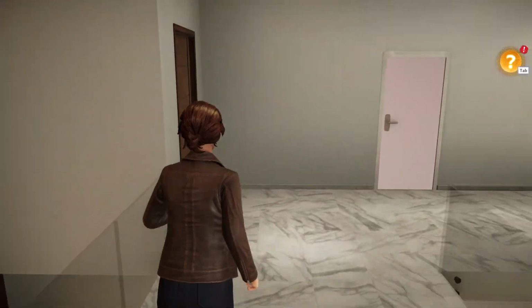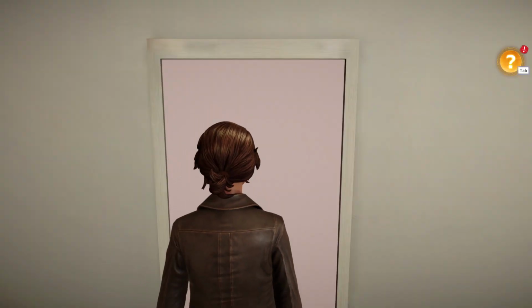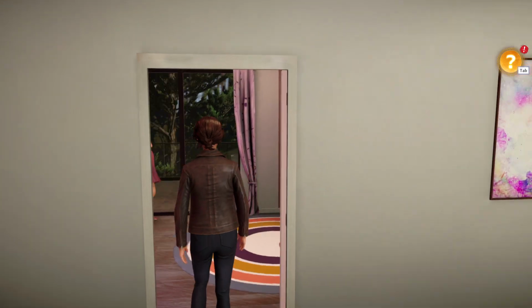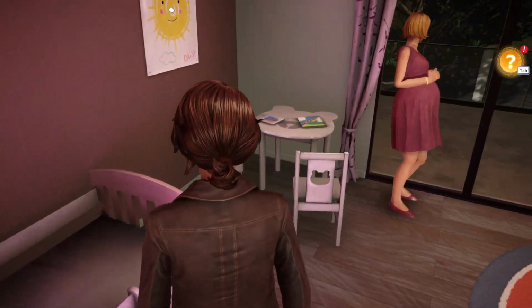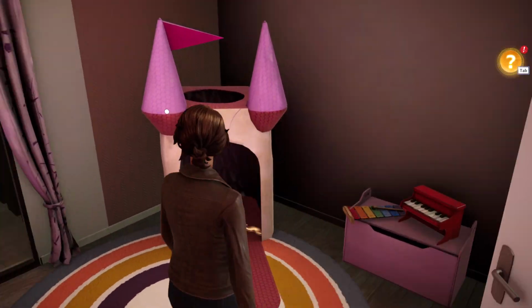Okay. Can I just go and... Oh, I can go around and... Yeah, I can enter the rooms. Oh, they are expecting... Didn't know that.